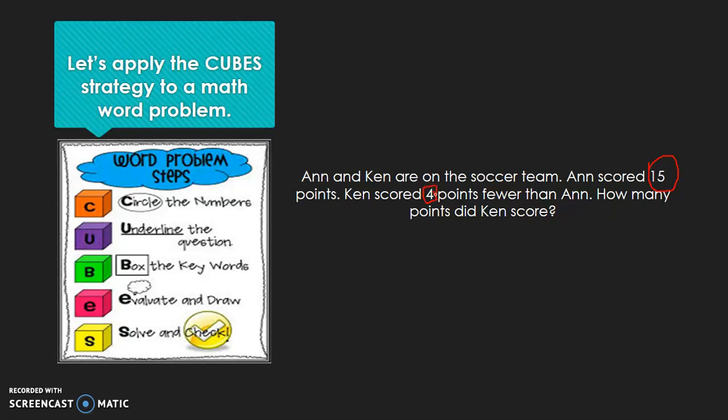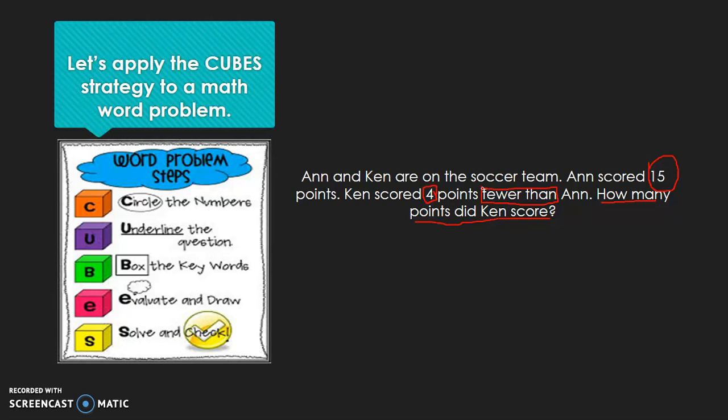Next, we're going to go to the U, which means to underline the question. And the question in this problem is, how many points did Ken score? Our next letter is B, box the keywords. In this problem, the keywords would be fewer than. And in my classroom, I have an anchor chart for keywords for addition and subtraction. So my kids would look back on the anchor chart and see fewer than under subtraction. So they would know that they need to subtract in the word problem.